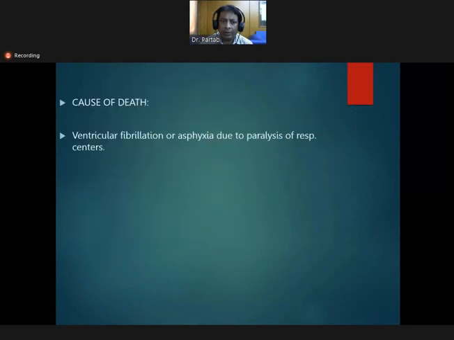Cause of death due to aconite root: ventricular fibrillation, or asphyxia due to paralysis of the respiratory centers. Both are causes of death, but mainly ventricular fibrillation causes death.